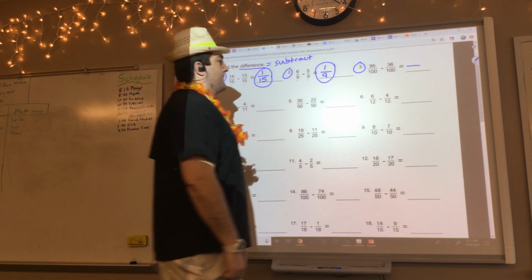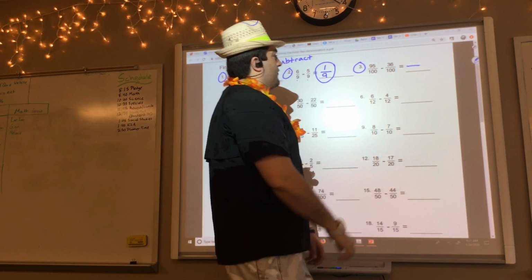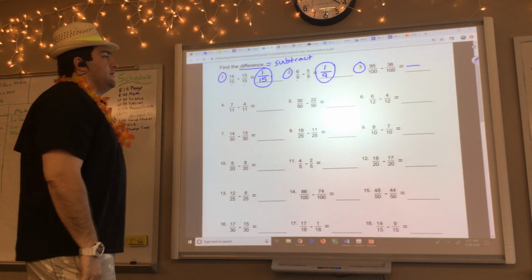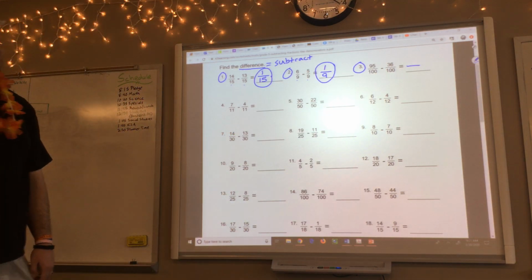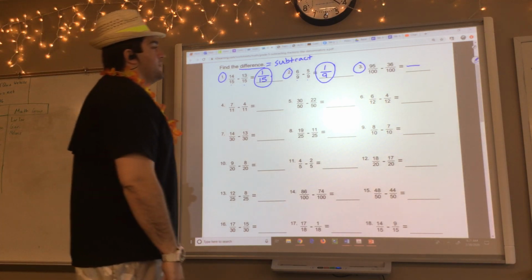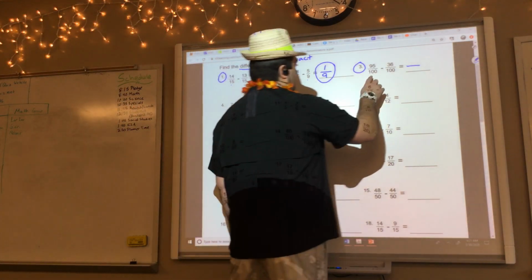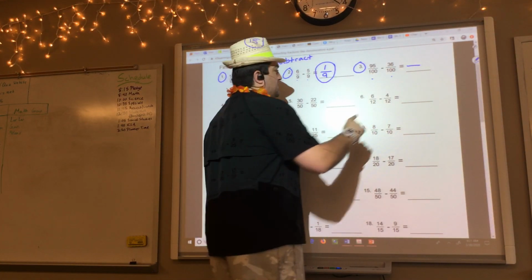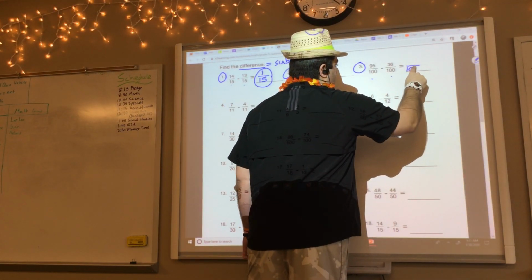Okay, the next one. You got 95 over 100, or 95 hundredths, minus 36 over 100, or 36 hundredths. So 95 over 100 minus 36 over 100. Common denominators are the same. Nothing needs to be changed there. Just go ahead and put your 100 over here.